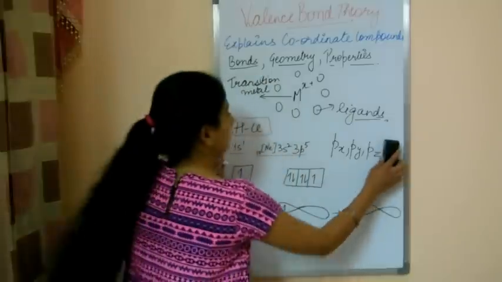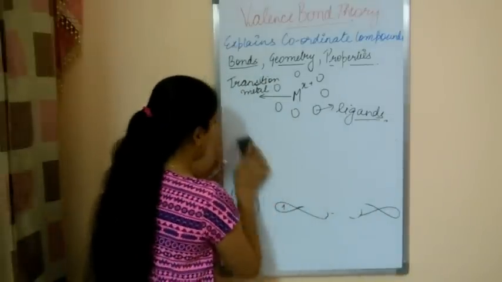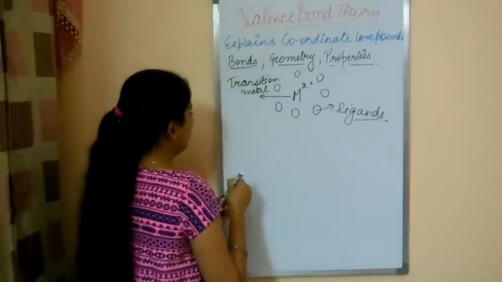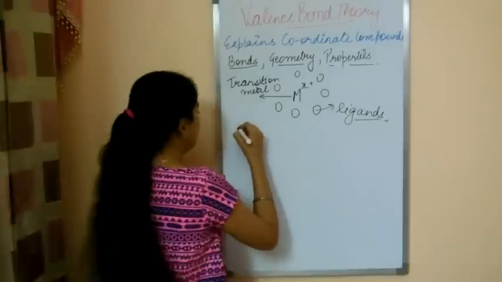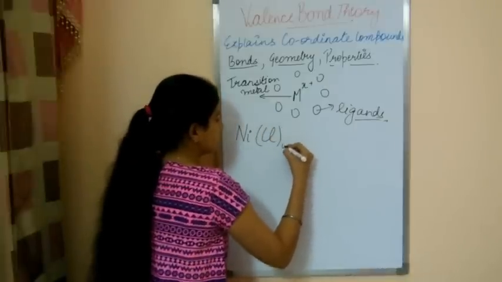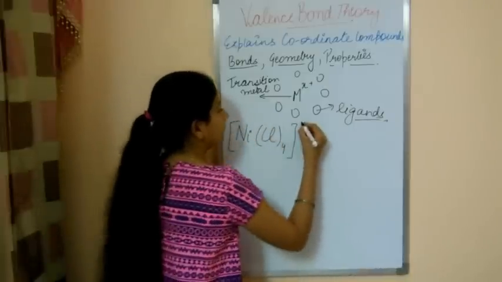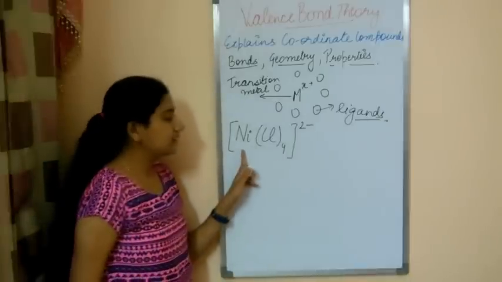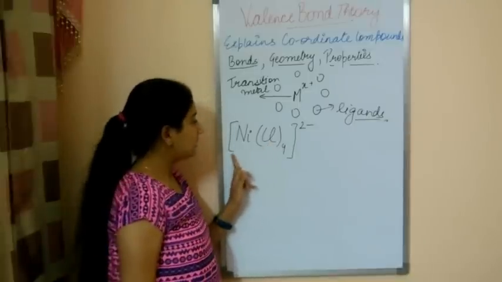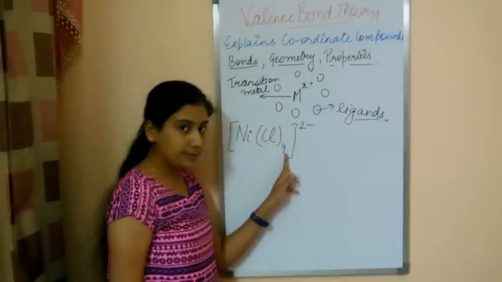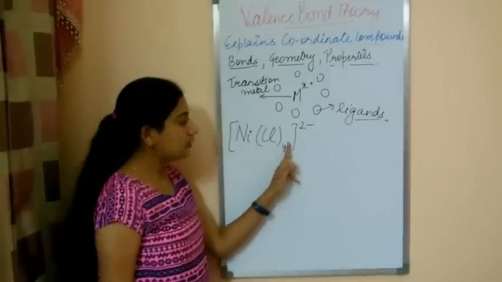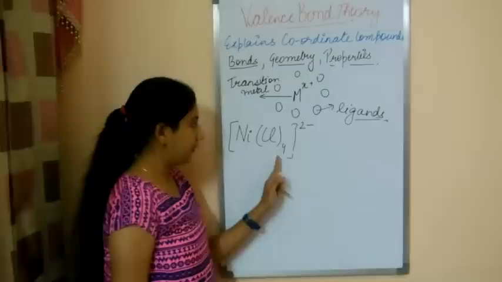Now we can explain the type of bonding in these coordinate compounds with an example. Let us take an example of nickel. Nickel is a transition metal atom. We have seen that this complex exists in nature. This is the nickel transition metal atom. This is a negatively charged ion, chloride ion, and this is the whole complex. Now 4 chloride ions surround the nickel transition metal atom, and 4 is therefore the coordination number.